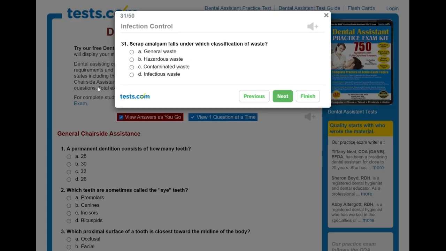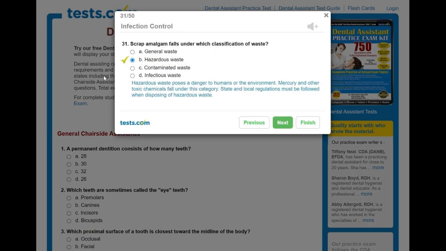Question 31. Scrap amalgam falls under which classification of waste? A. General waste. B. Hazardous waste. C. Contaminated waste. D. Infectious waste. B. Hazardous waste. Hazardous waste poses a danger to humans or the environment. Mercury and other toxic chemicals fall under this category. State and local regulations must be followed when disposing of hazardous waste.